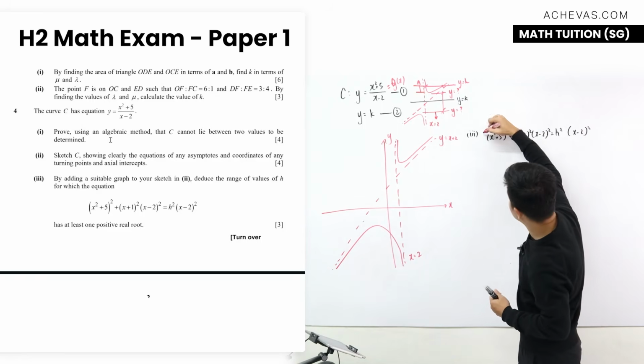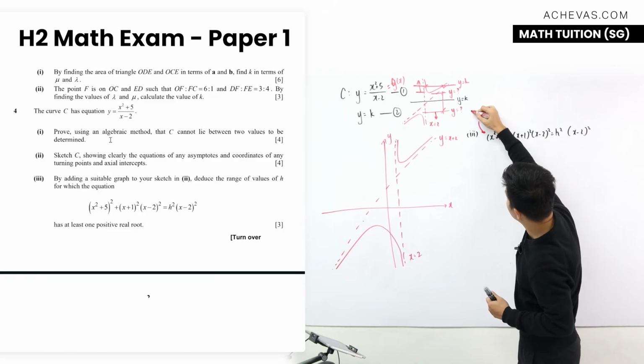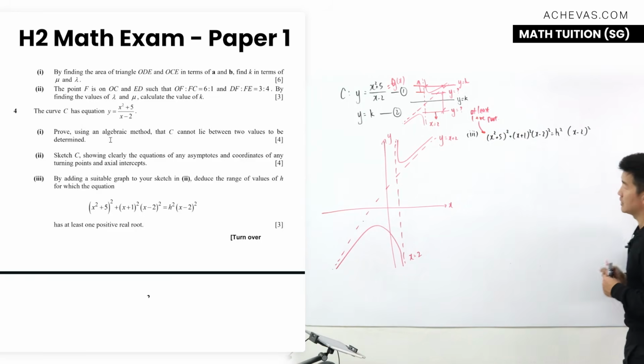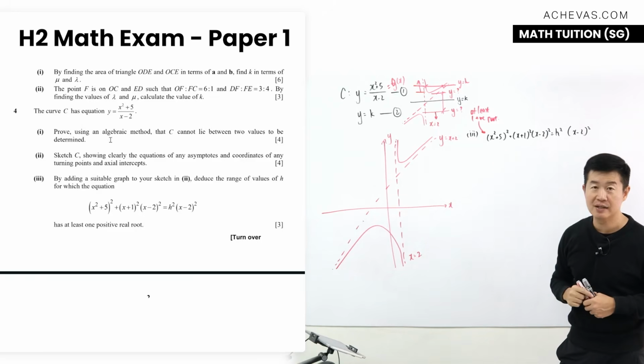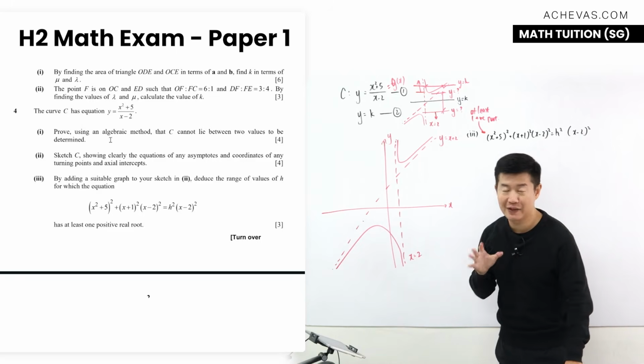Okay, the criteria is for this to have at least one positive real root. So this is the criteria. We want to sketch another graph on this such that this equation has at least one positive real root. We had a strategy. Okay, we had a thinking process.